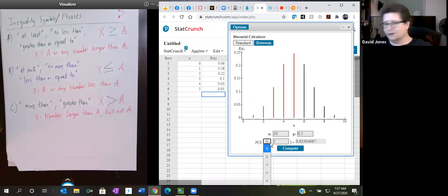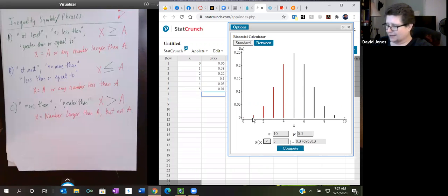And you can see that here in the StatCrunch binomial calculator. I have X less than or equal to 5. Right now, I have the 0, 1, 2, 3, 4, and 5 in red. As soon as I change it to the less than, it gets rid of the 5. It's only counting the 4 downward. All right?